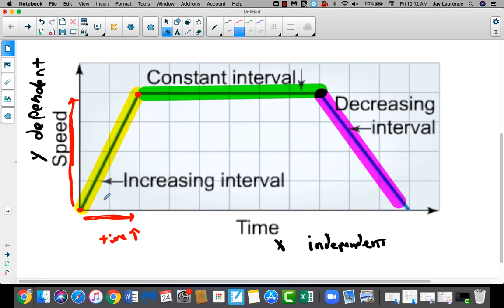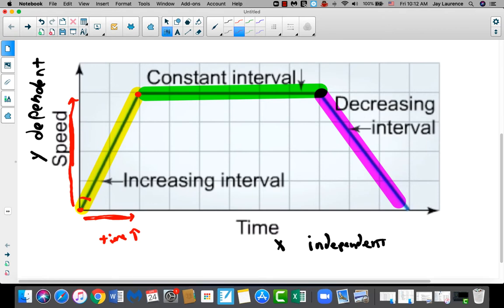right? Even though I don't have any numbers, I know that this is 0, 0. So the time is increasing, and so is the speed. So in other words, she's starting to run. She's jogging a little bit, getting a little faster until she's at the speed she wants to go.